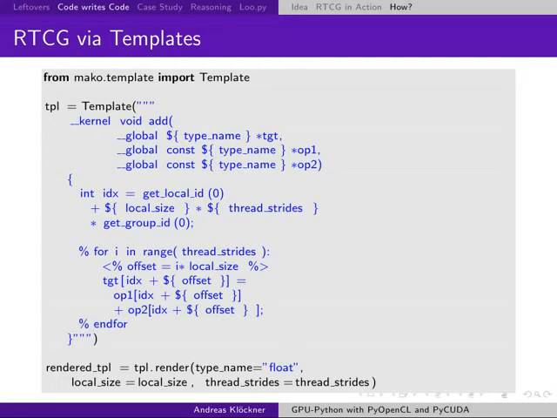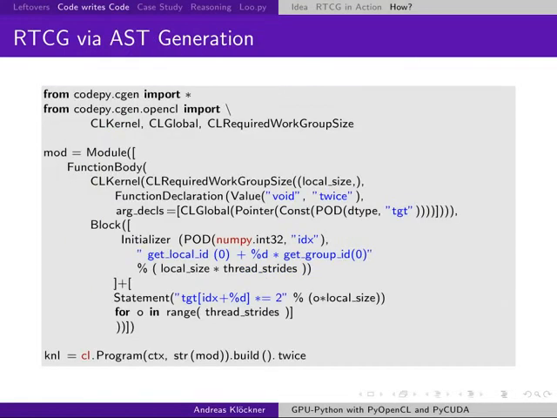We'll see that. Well, how else would you generate code? I've already hinted at it. Here you can generate a tree of objects that represents a piece of CL kernel: a required workgroup size, function declaration, values, and then a bunch of declarators, a pointer, const, plain old data, type, name.